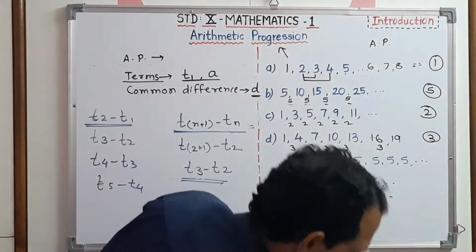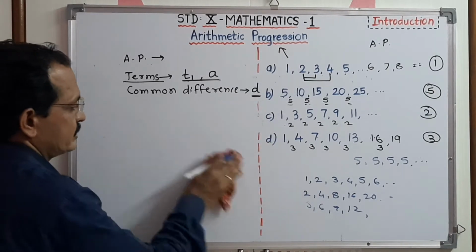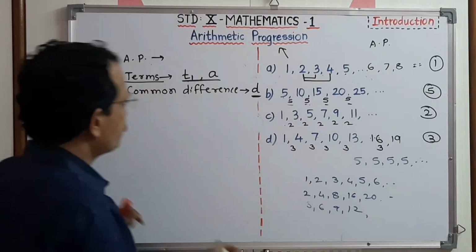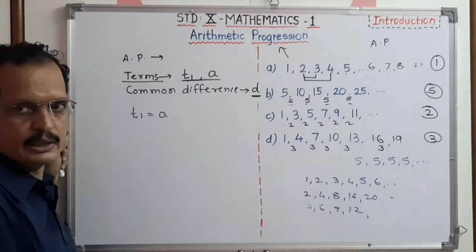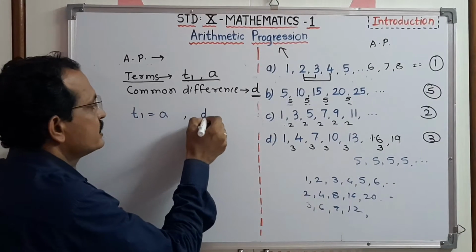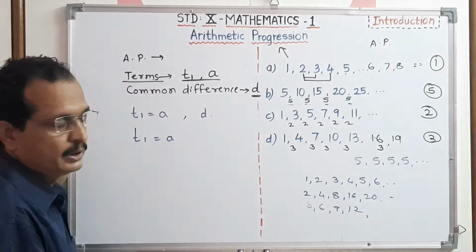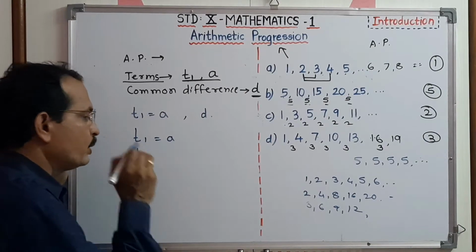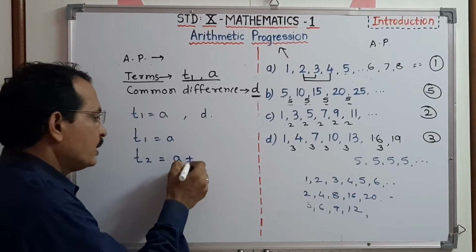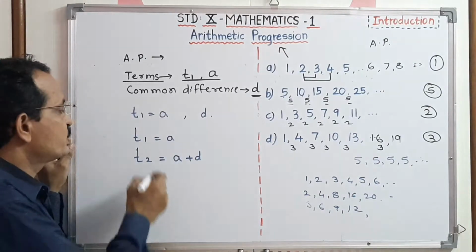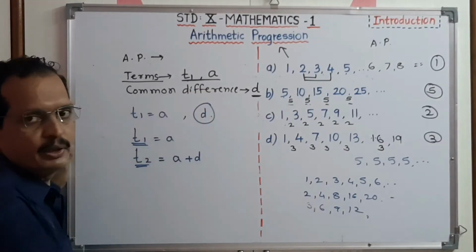Now dear students, suppose we have to find out the terms in an arithmetic progression. Suppose we know the first term T1 is equal to A, and the common difference is D. Then the first term will be A, and what will be the second term? That means we have to find out T2. For finding out T2, what we have to do? We have to do A plus this common difference D. That means when T1 is A, then T2 will be A plus D, where D is the common difference.